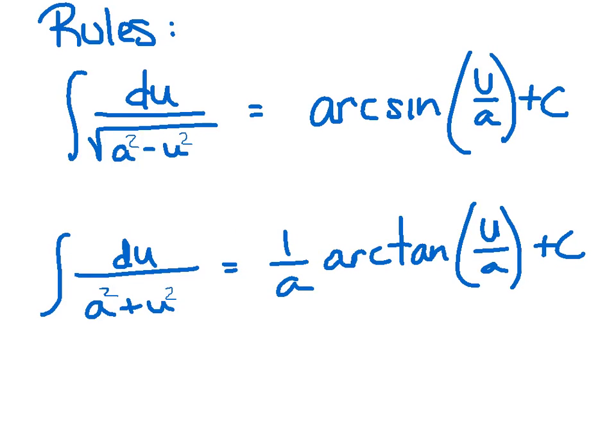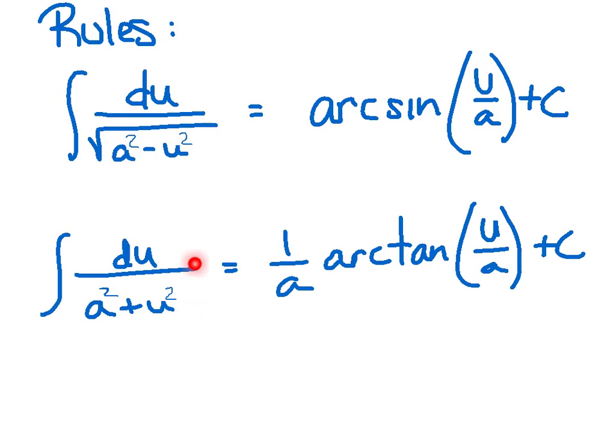Okay, so go ahead and get these jotted in your notebook, and we do want to commit these to memory. There is no reference sheet or formula sheet. You do have to have all these memorized. So when I see the square root of a squared minus u squared, okay, that's similar to that derivative of arc sine. So its rule is going to be arc sine u over a plus c. And again, notice here's my a and my u.